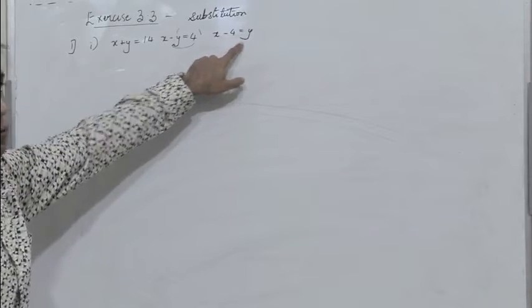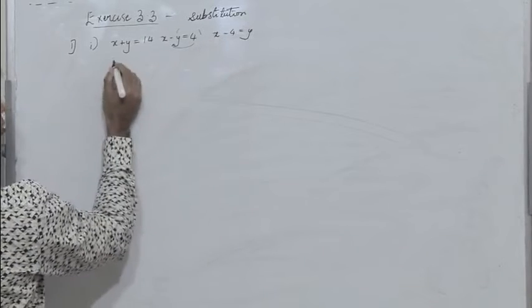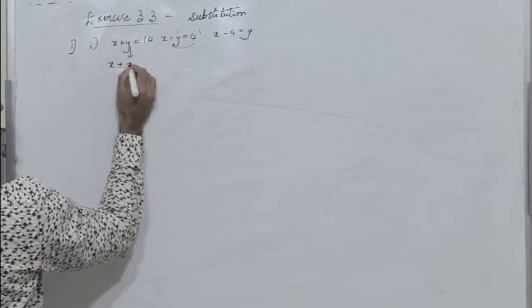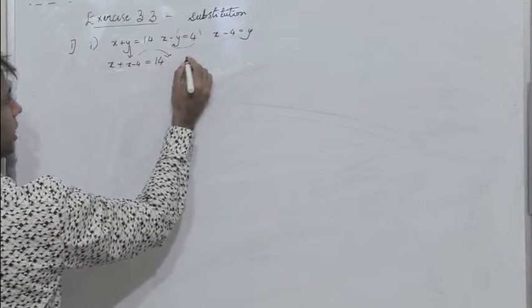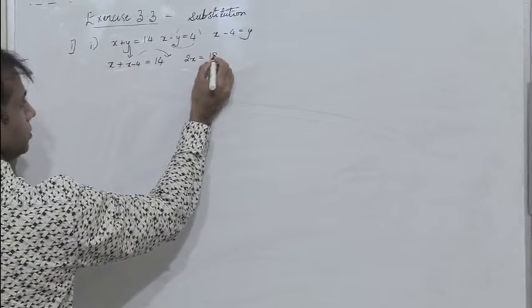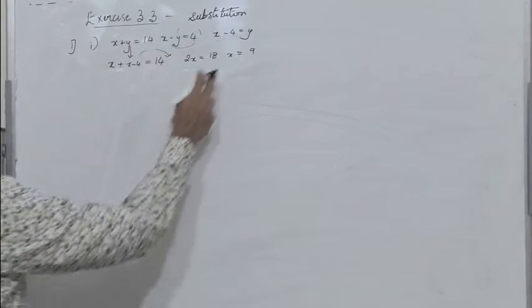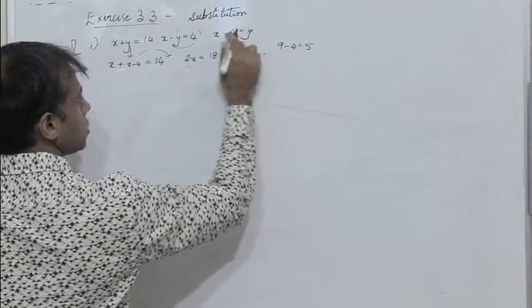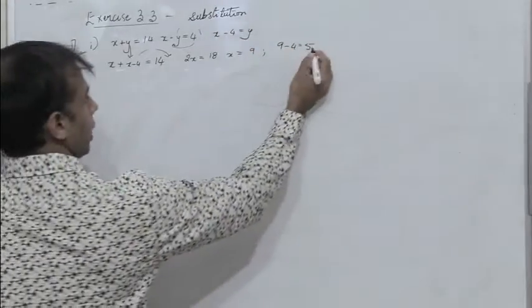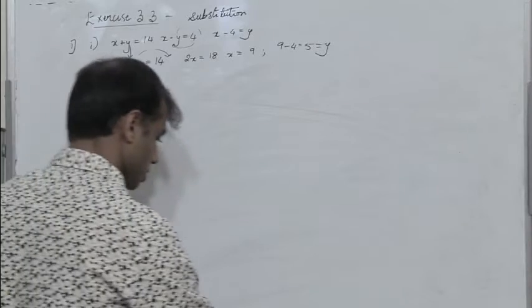So now let me substitute for y in this equation. Right? So what is y? y is x minus 4. So I have x plus y, which is x plus x minus 4, equal to 14. So taking this 4 to RHS, I get 2x equal to 18, or x is equal to 9. So if x is equal to 9, what is y? y is 9 minus 4, which is 5. So substituting it back here, I get y equals 5. So we have found the values of x and y by the method of substitution.